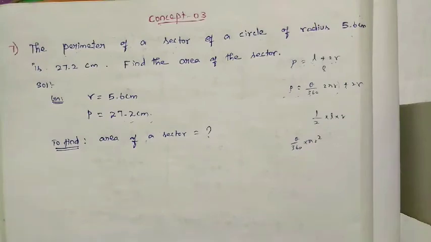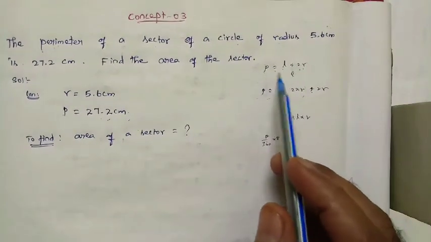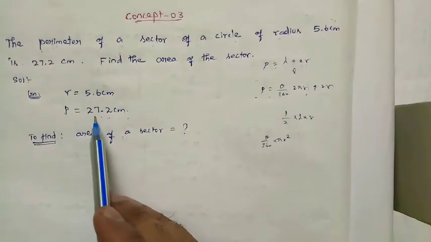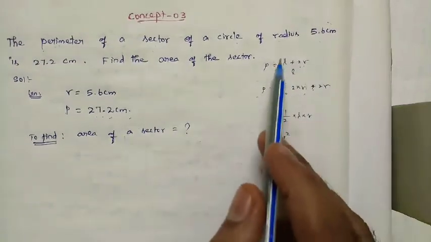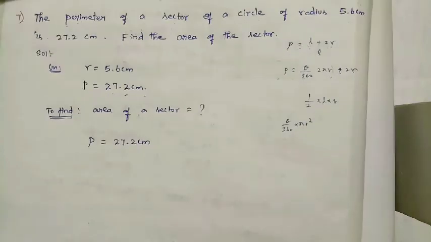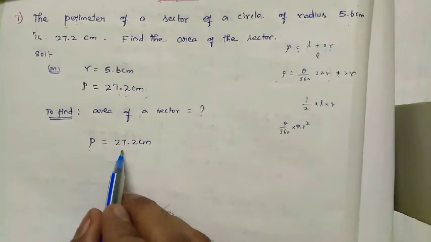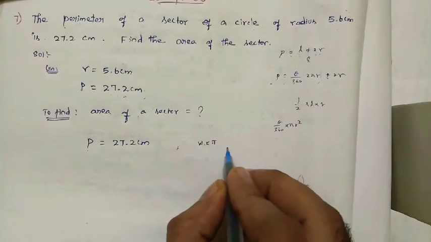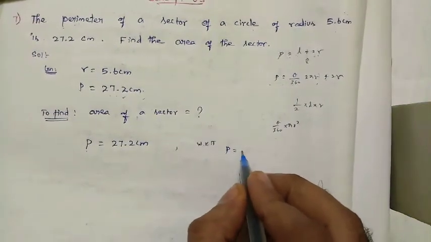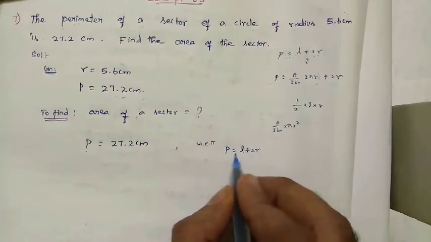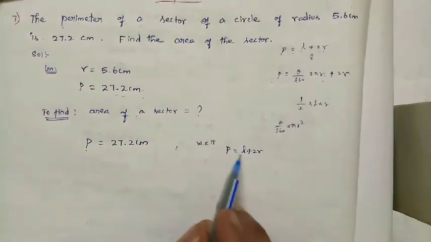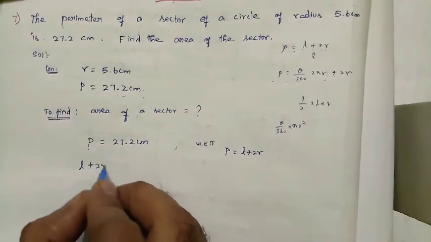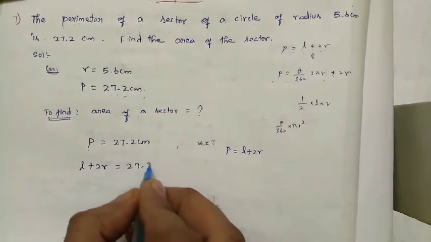Here I am going to use the perimeter of a sector formula, L plus 2R. I am going to equate it with 27.2 centimeter and find the value of L. Perimeter of a sector is equal to 27.2 centimeter, and already we know that P is equal to L plus 2R. So instead of P, I am going to write L plus 2R. L plus 2R is equal to 27.2, right?